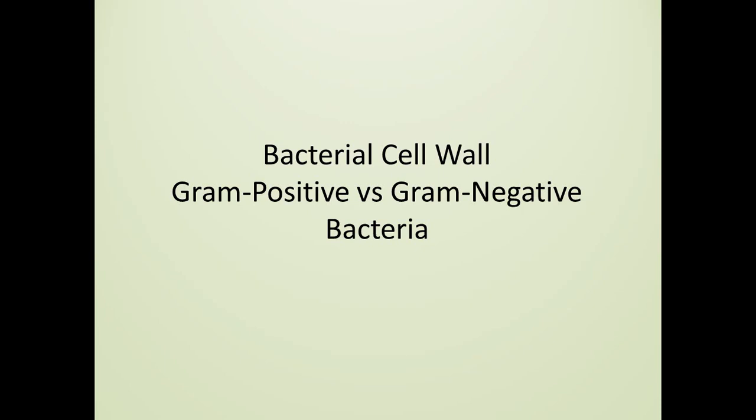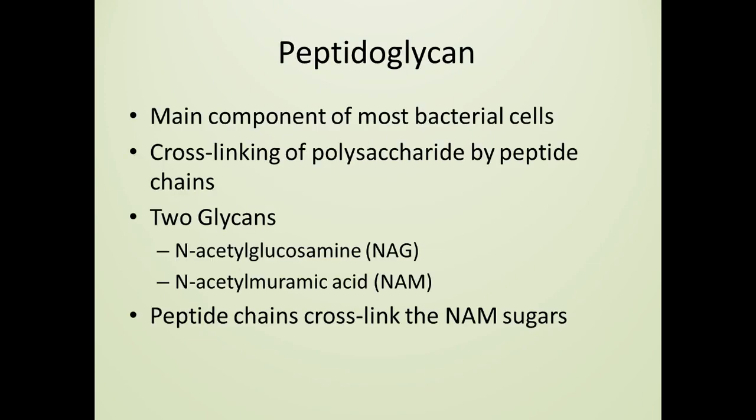Today we're going to discuss the typical cell wall and the difference between gram-positive and gram-negative bacterium. Most prokaryotes have a cell wall that will provide the cell with shape, support, and even protection from cell lysis.